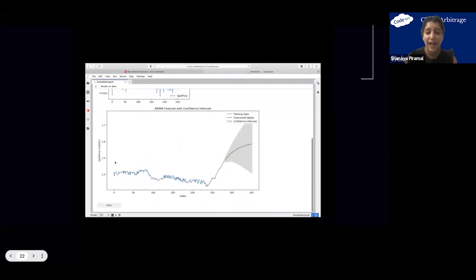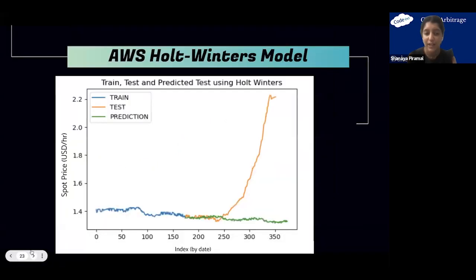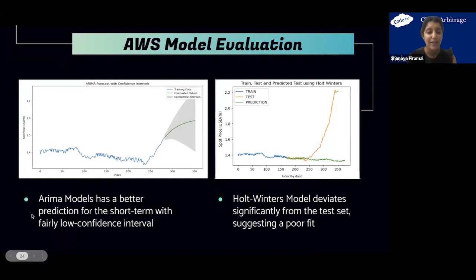And we conducted a similar analysis using a different modeling technique called Holt-Winters. And as you can see here, the test and prediction have quite a significant divergence and difference. And so when evaluating which model to use for our data, we decided to go with the ARIMA model because it fits better, especially in the shorter term, and has a fairly low confidence interval. However, the Holt-Winters model deviates significantly. And given that, we decided not to go with SARIMA as a modeling technique for the AWS data set, given that it's not at all seasonal, and therefore maybe these seasonal modeling techniques wouldn't be a good fit.